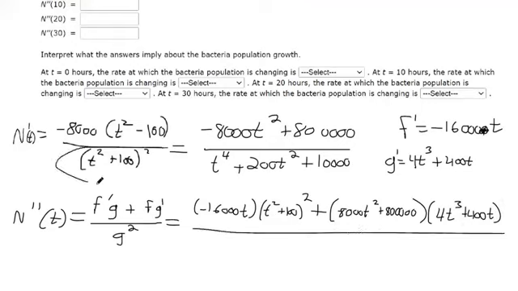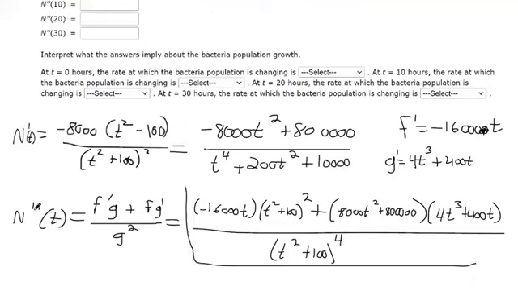So I'll use this as my g. If you square something that's being squared, then the powers on top of powers multiply. So that's t squared plus 100 to the 4th power. Okay, so that monstrosity is the second derivative.